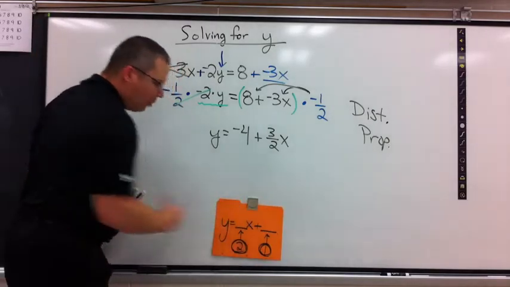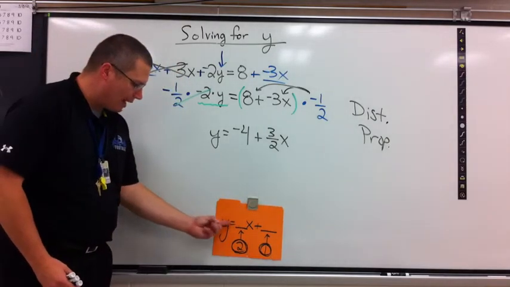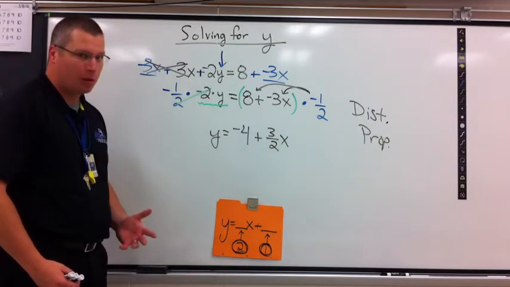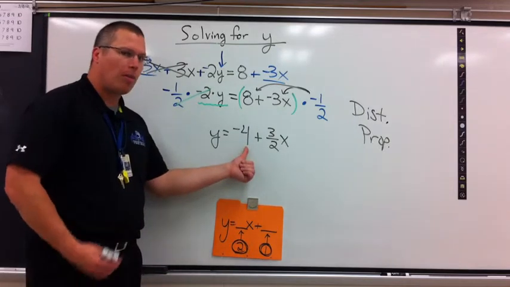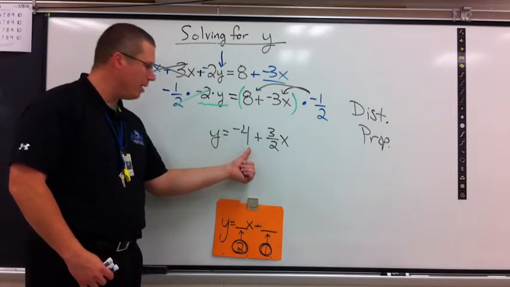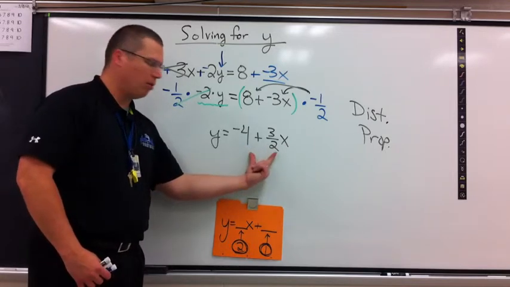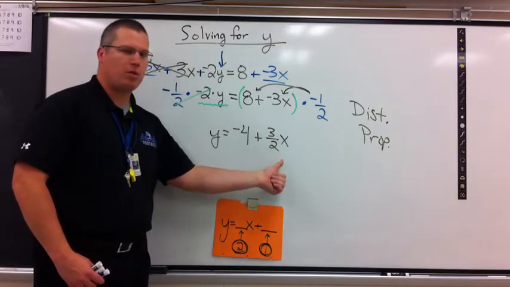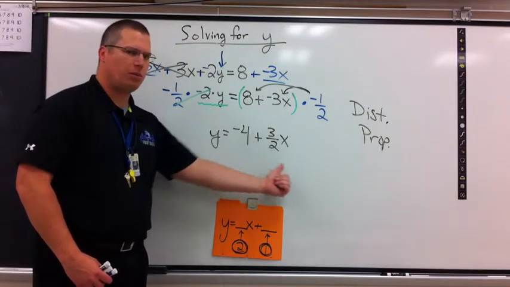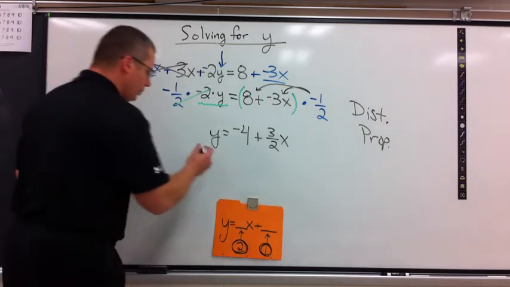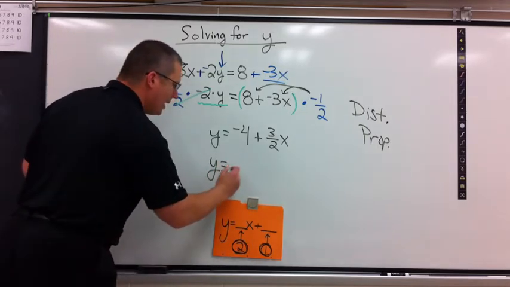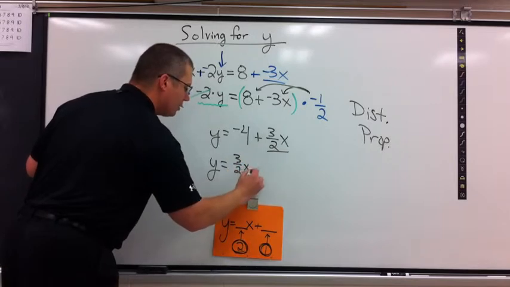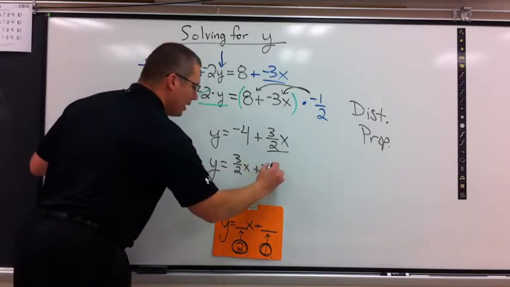Check. Am I where I want to be? Do I have y equals slope times x plus y-intercept? I'm close. This is not the slope. Why not? That's right, it doesn't have the x with it. Okay? I'm allowed to flip them. If 3 plus 2 was 5, so would 2 plus 3. All you have to do is rewrite it. y equals, this is my slope, 3 over 2 x plus, what's my intercept? Negative 4.